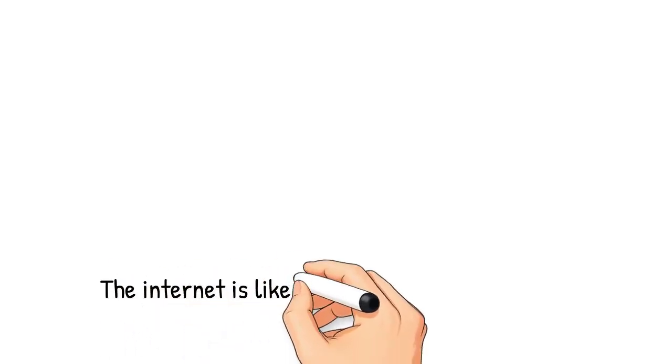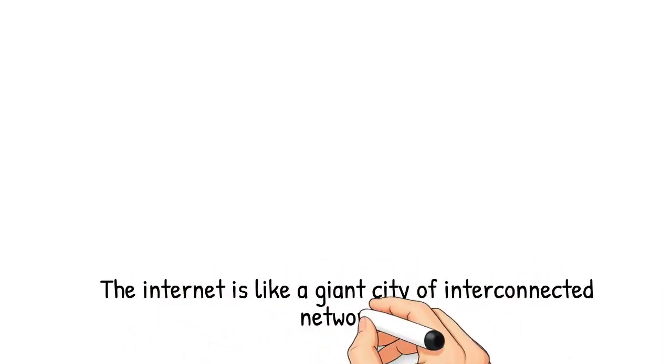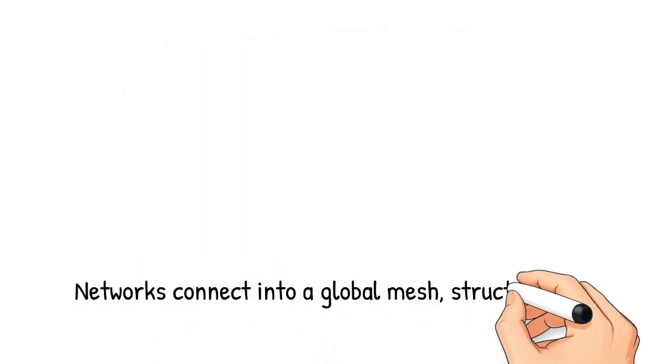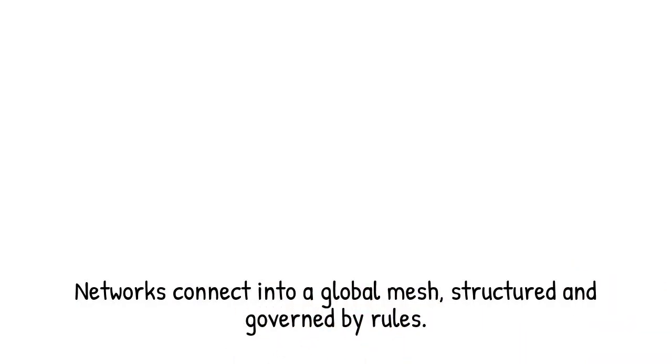Think of the internet as a huge city. Not a city with buildings, but a city with networks. Your home Wi-Fi is one network. Your office network is another. Your mobile network is another. And all these networks are connected to bigger networks. Your ISP, your telecom provider, your data center, your cloud service. These bigger networks connect to even bigger networks, forming a global mesh.